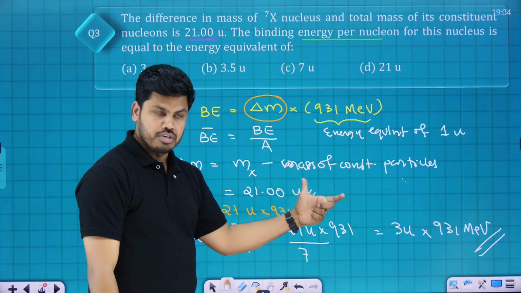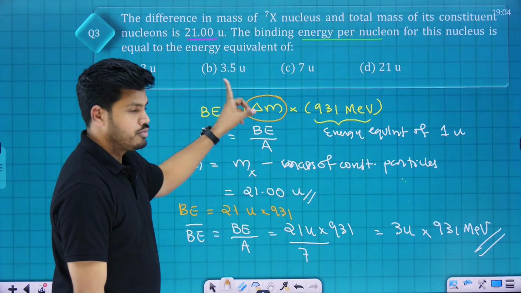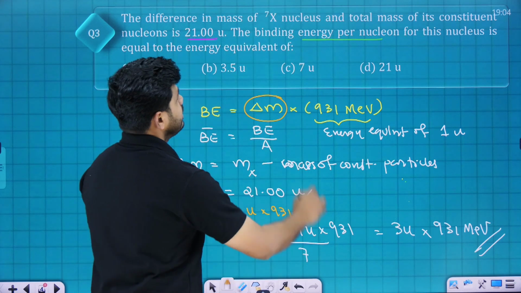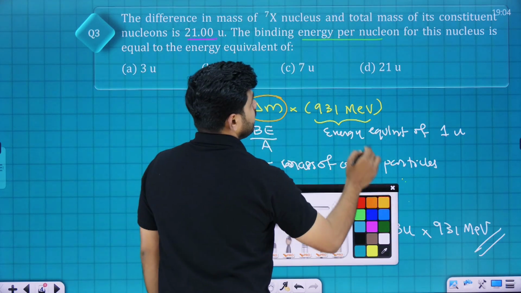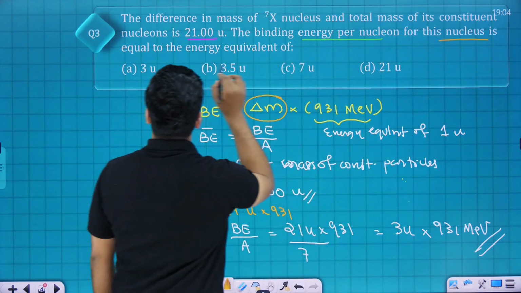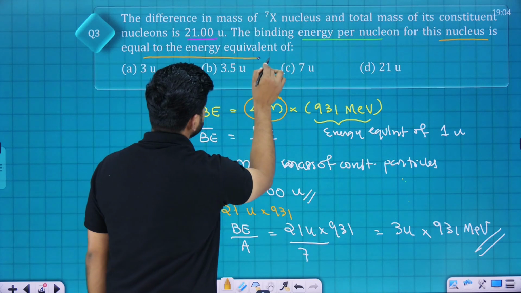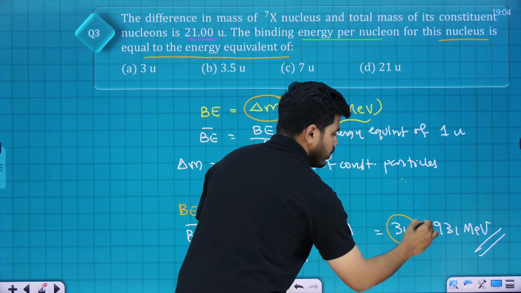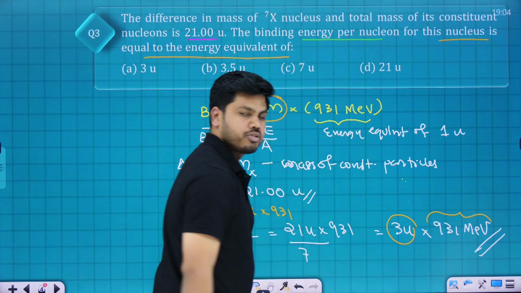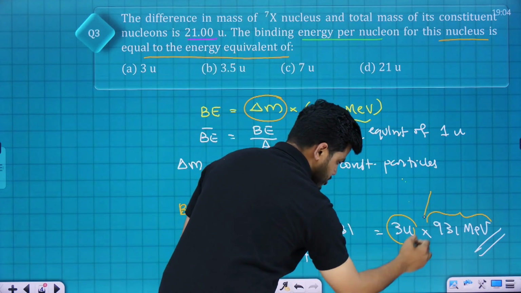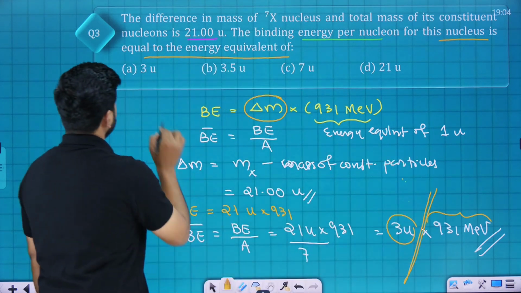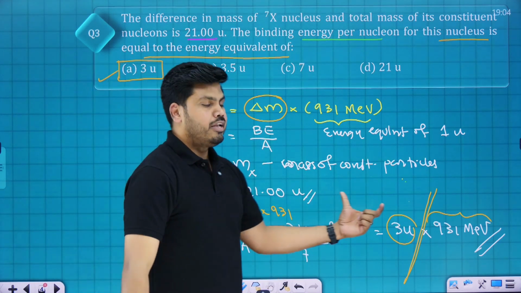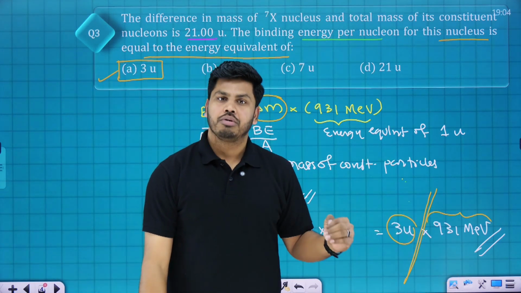Now look at the options. In the options you have given 3U, 3.5U, 7U and 21U. Look at the last part of the question. See, the binding energy per nucleon for this nucleus is equal to the energy equivalent of... We got 3U into the energy equivalent of 1 atomic mass unit. So what is your matching option? 3U, right? That is the binding energy per nucleon of that particular nucleus.